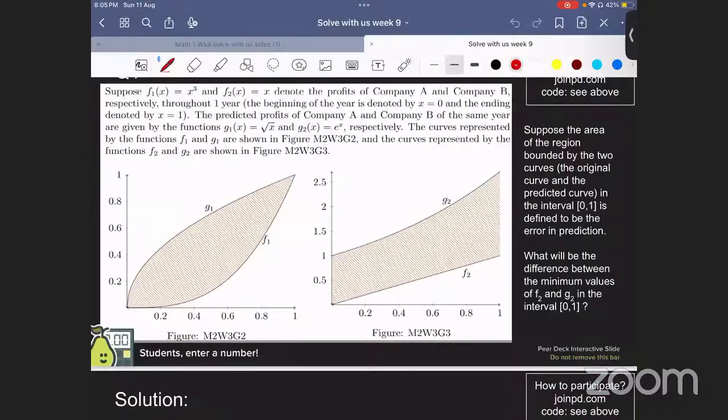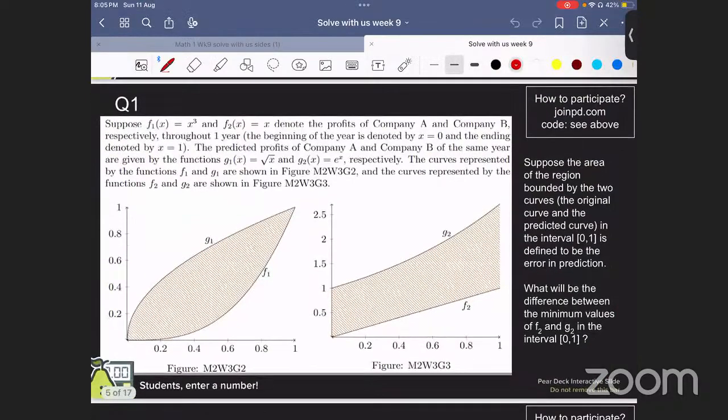Can you see the screen? Can you see my screen? Is it visible to everyone? Yes, sir. Okay, it is visible.